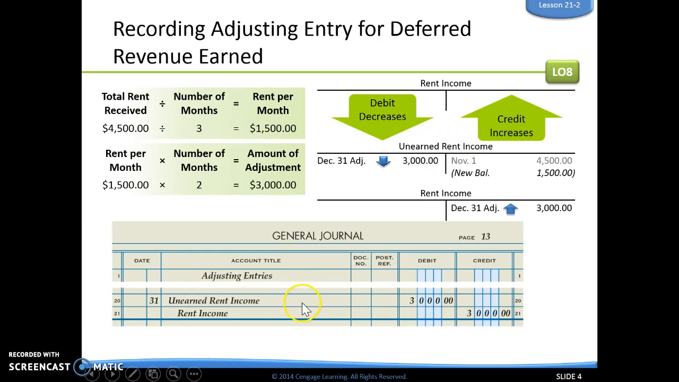Okay, so this is an adjusting entry. So remember, we'd have that heading adjusting entries. We put in our date, we put a debit to unearned rent income, and a credit to rent income. Notice rent income here. It's going to decrease with a debit and increase with a credit.